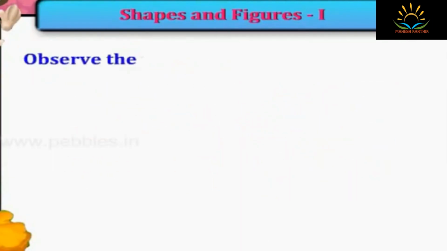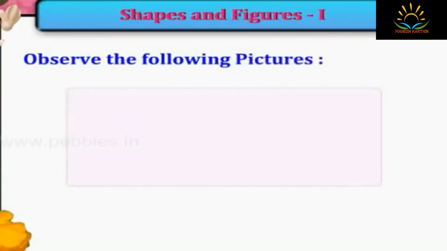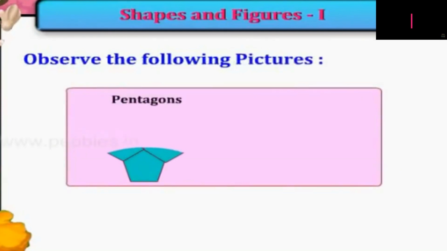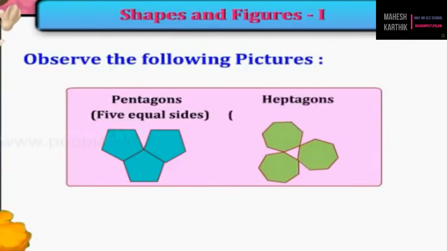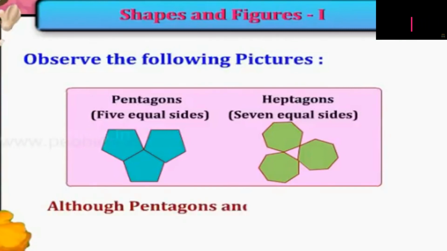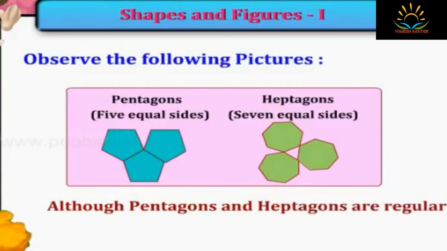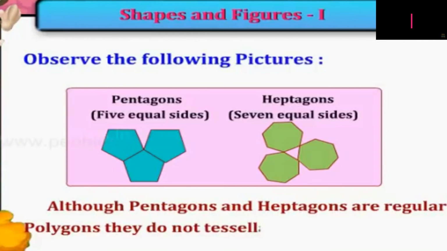Now observe the following pictures. Pentagons, 5 equal sides. Heptagons, 7 equal sides. Although pentagons and heptagons are regular polygons, they do not tessellate.